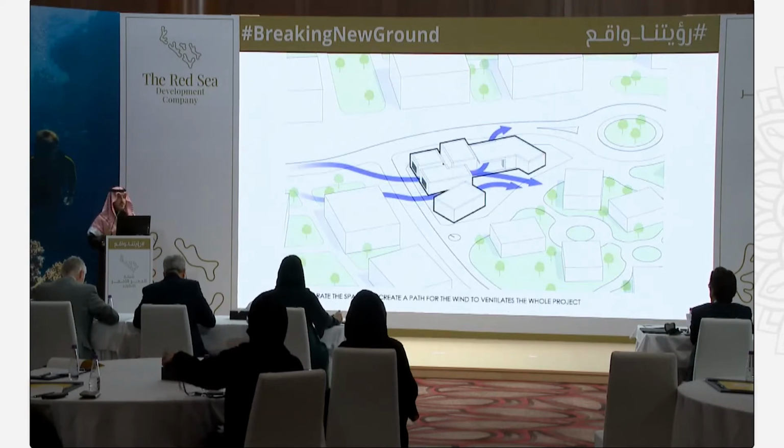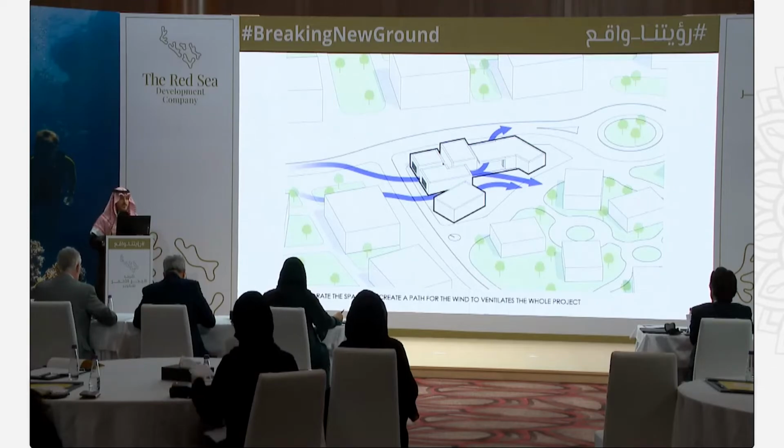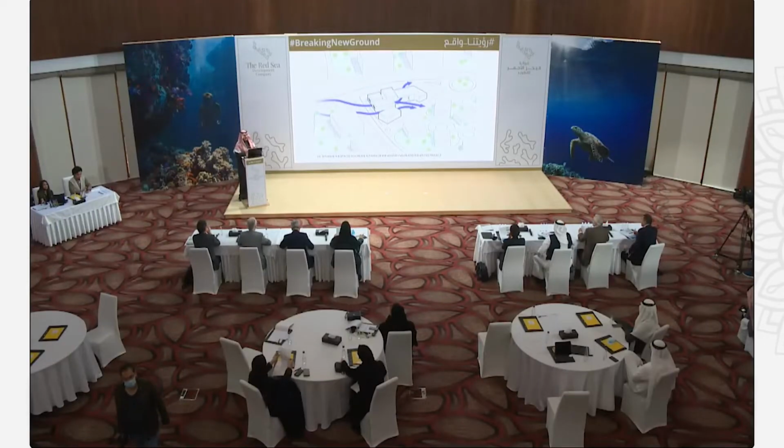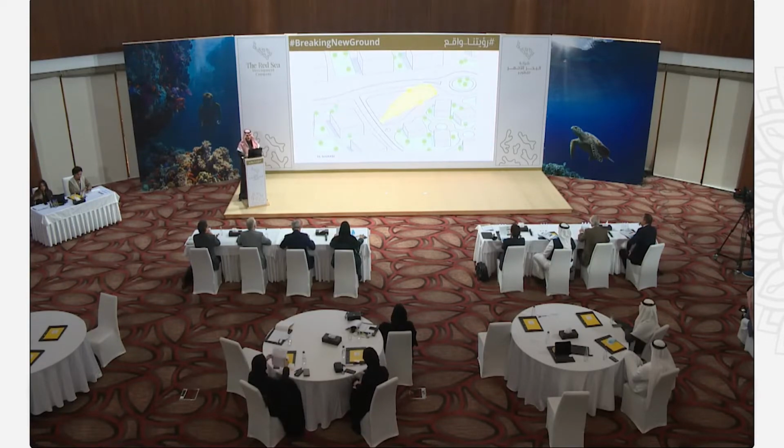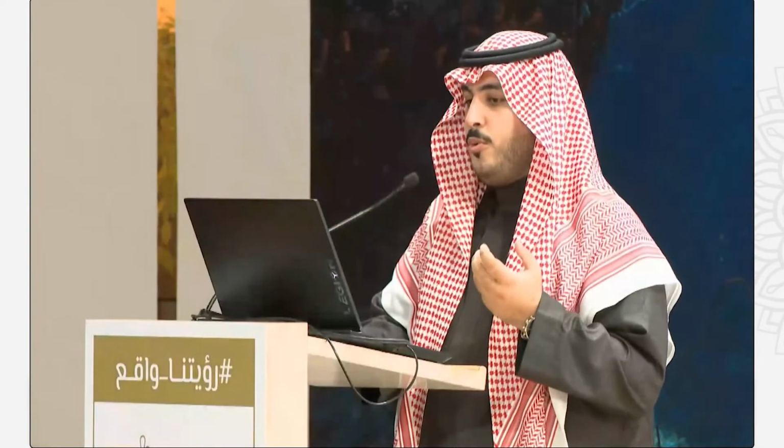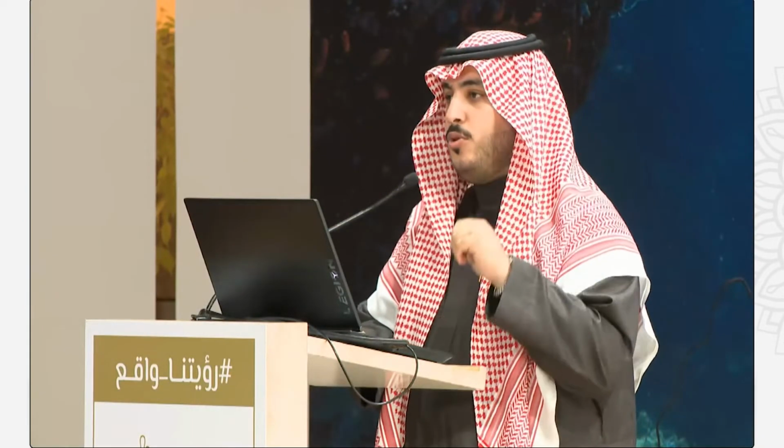In high humidity areas, the best way to lower the humidity is by strong airflow. So I have separated the spaces to create a path for the wind to ventilate the whole project. The sun path, I've used small windows and shading devices to lower the heat load.